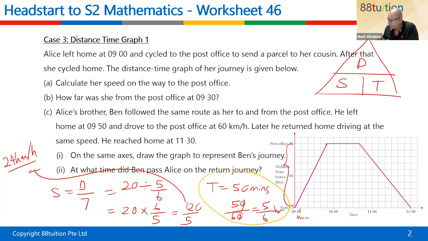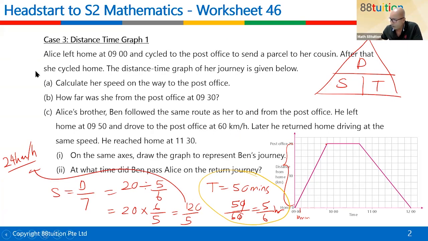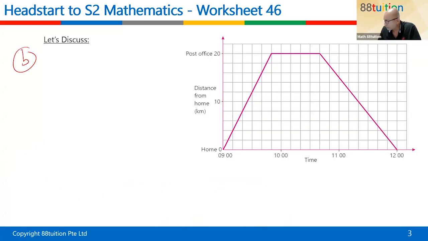Okay, part A is done. Let me move on to part B. What are they asking you to find? How far was she from the post office at 9:30? 10, 20, 30, right? So 30 minutes. The time is 30 minutes, which is half an hour, because 30 divided by 60 gives you half. So half an hour.